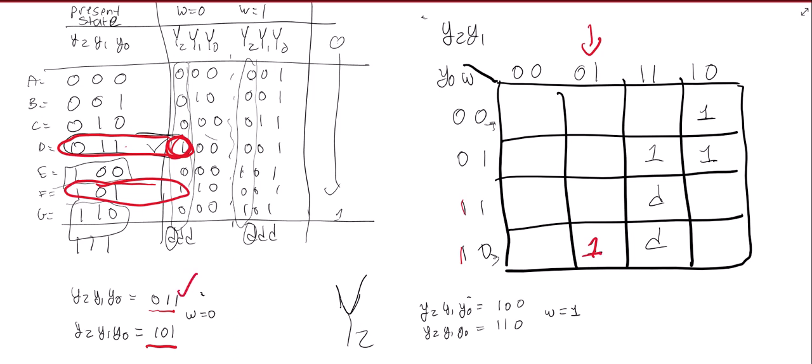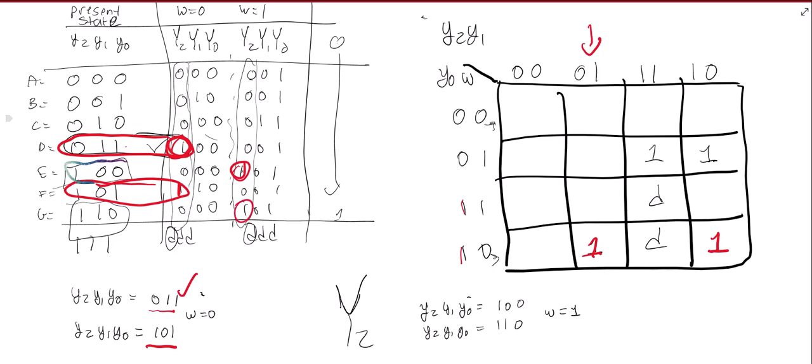Y2, Y1, Y0 is 1, 0, 1. That comes from this one right here. And W is 0. So Y2, Y1 is 1, 0. Y0 is 1, so I've messed up somewhere here. And W is 0. So that's this one right here, and I think I put it in up there by accident. But we'll check and see. So then we have the ones over here.